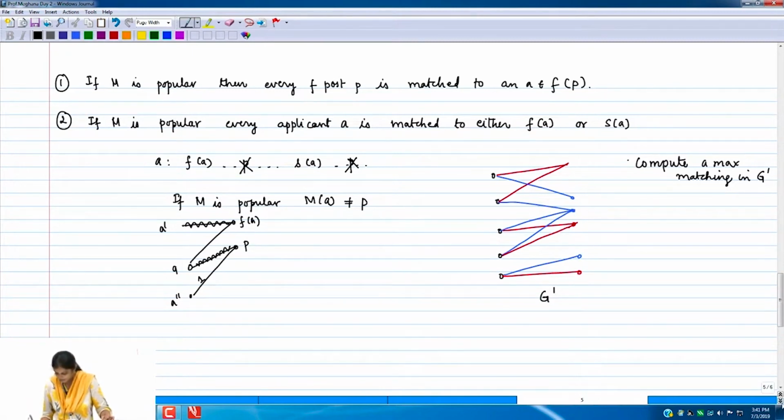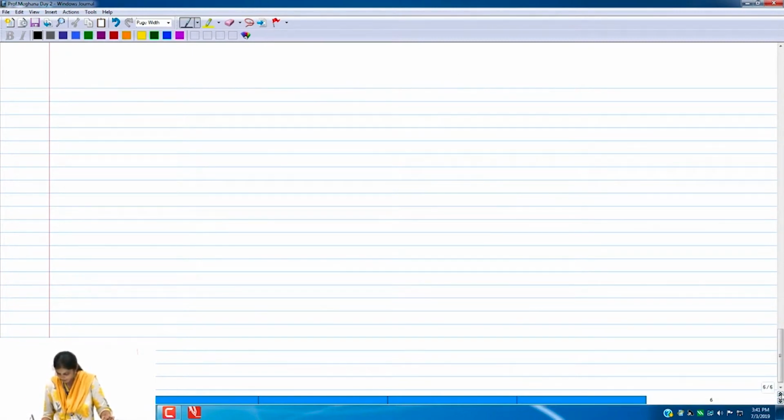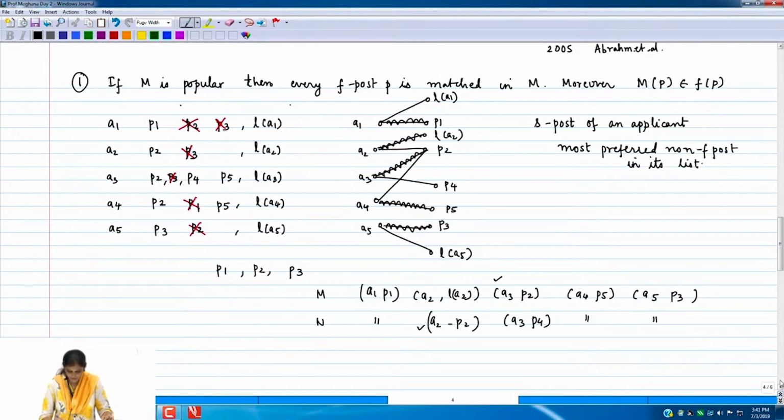In particular, in our example, they may have computed a matching which matches A1 to L of A1 and does not match A1 to P1, right? It's just a matching of the largest size. Therefore, it doesn't know that L of A is something which is last resort and dummy and so on. We cannot tell that to that algorithm. So therefore, it will output a matching which is a maximum matching.